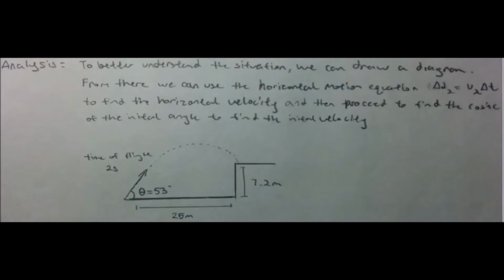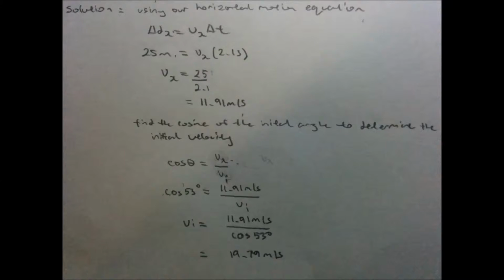To better understand the situation, we can draw a diagram. From there, we can use the horizontal motion equation, dx is equal to vx times delta t, to find the horizontal velocity. From there, we can use the cosine of the initial angle to find the initial velocity. In this diagram, it shows our initial angle of 53 degrees. It also shows our dx, which is 25 meters, and our dy, which is 7.2 meters. Our time of flight is about 2.1 seconds.